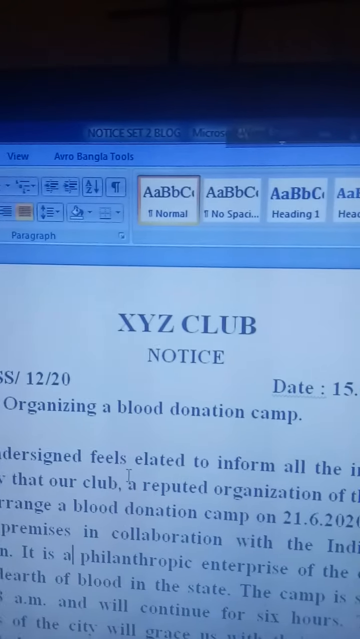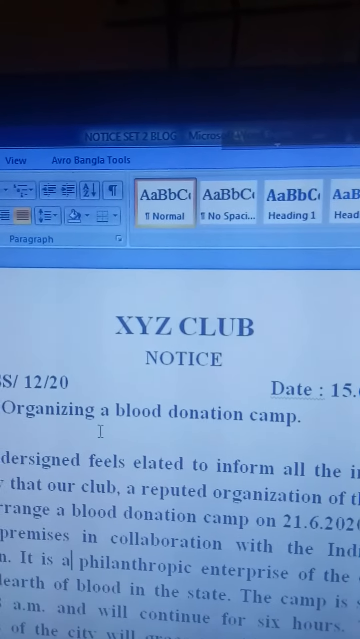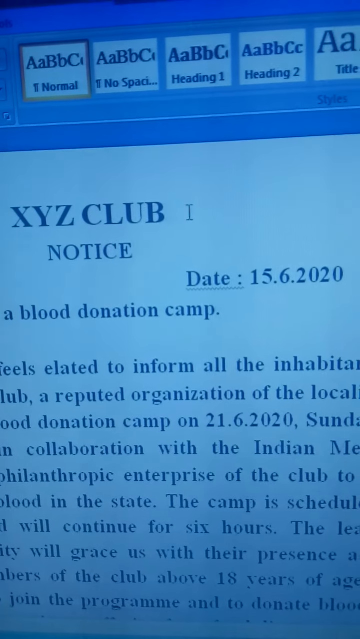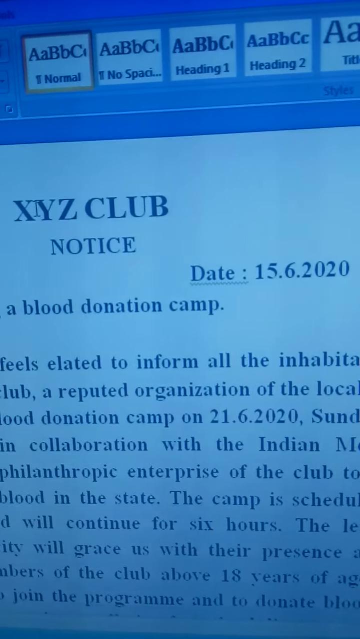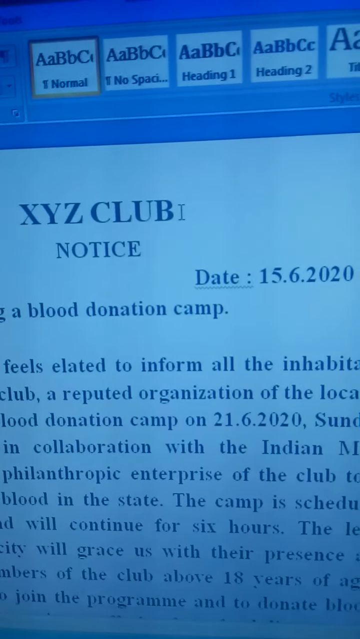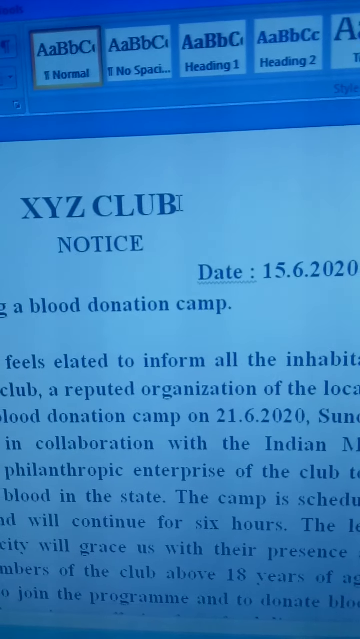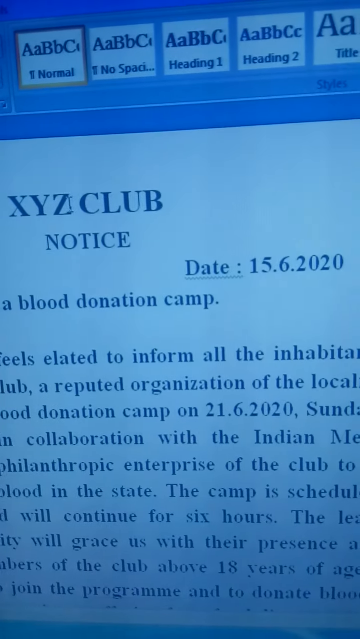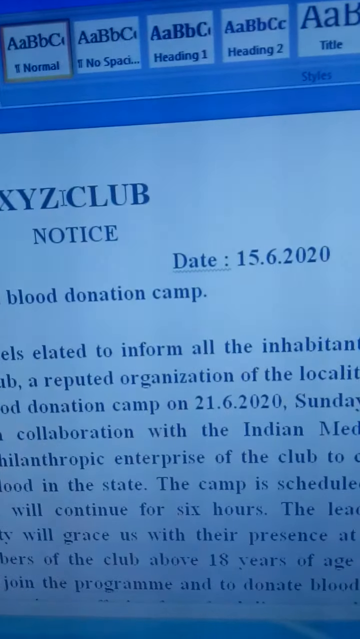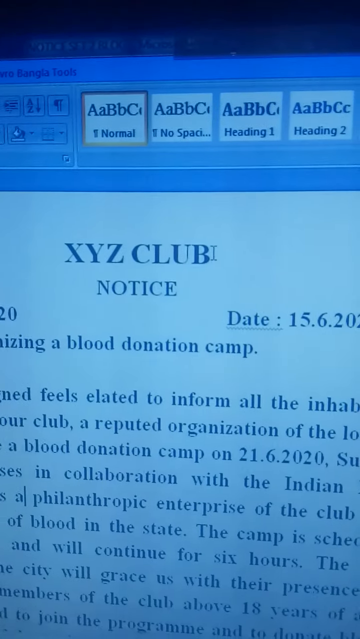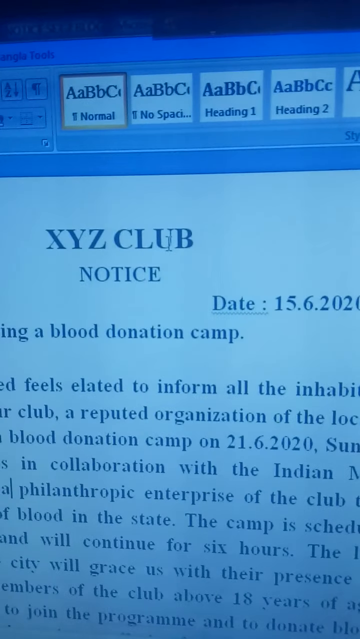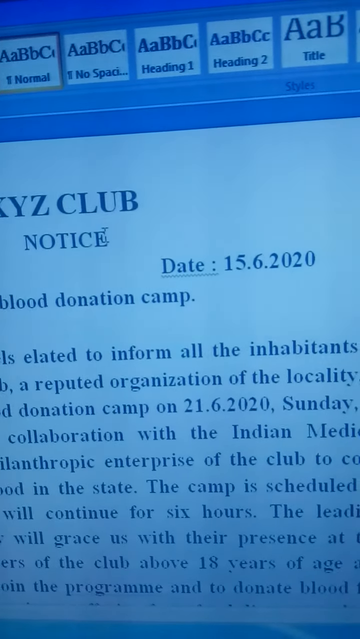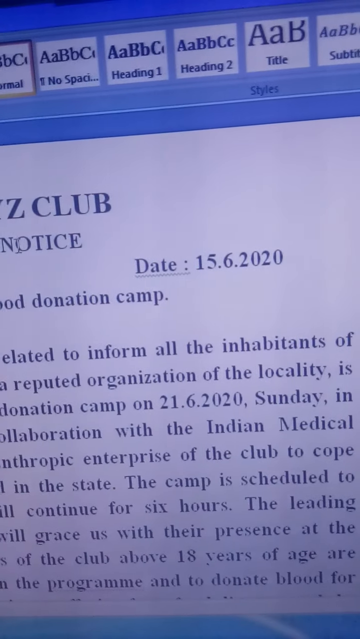As it is a public notice, and as the secretary of a club you have to write the notice, first you have to write out the name of the club. I have written here XYZ Club because as it is to be uploaded in YouTube, I cannot mention the name of any club. You may safely write out the name of any club, and you may also write XYZ Club. And after that, in a smaller font, just below the name of the club, you have to write the word notice, and it should be in capital letters.